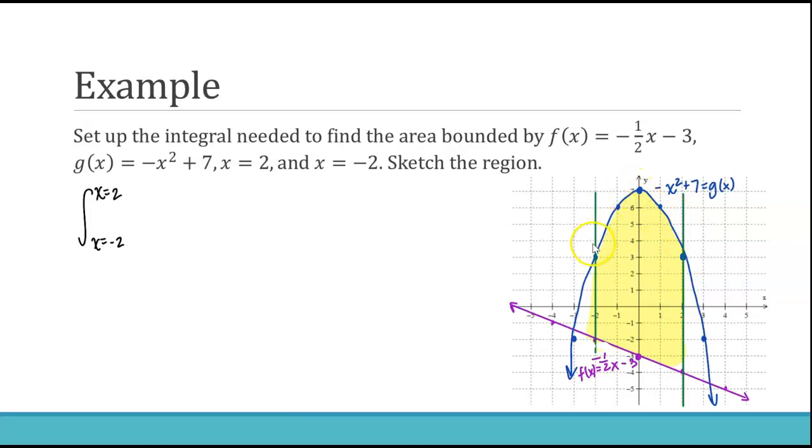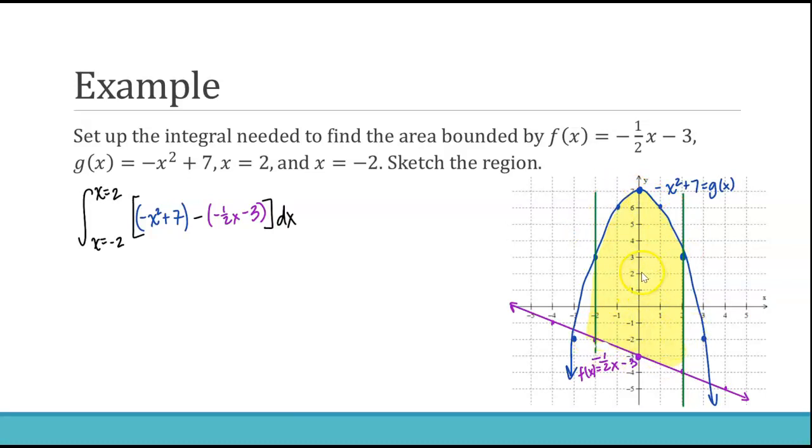And then we are going to do the top function minus the bottom function. So the top function was the parabola -x² plus 7. And then we're going to have minus the bottom function. That was the line -1/2 x minus 3. And this is all with respect to x, so dx is the differential. So this is the setup of the integral needed to find this area that's bounded by this curve, this line, and then these two vertical lines here.